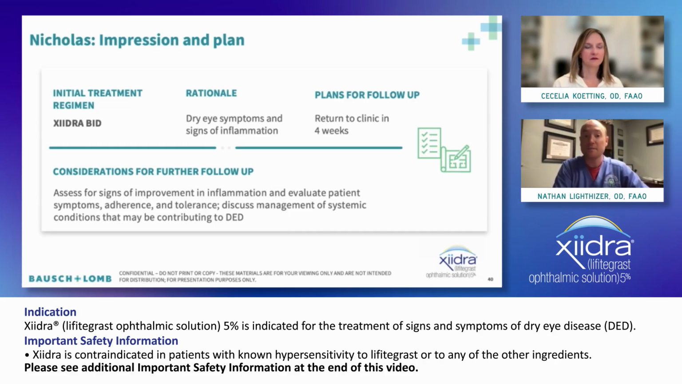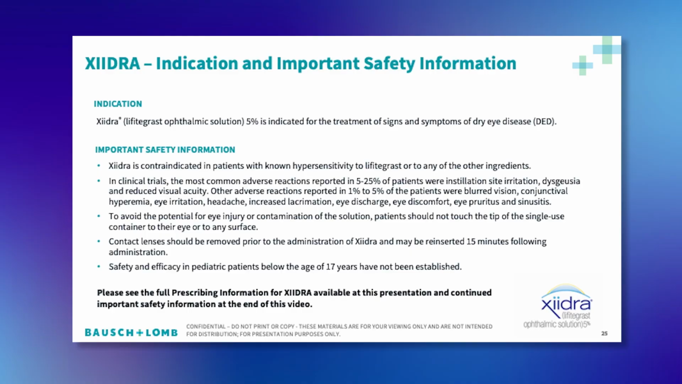Why? Because we've got dry eye symptoms and signs of inflammation. And again, you're going to see this patient back in 4 to 6 weeks. And again, remember those 4 different pillars. That's how I talk about it. Different ways to think about it, as Cecilia said. But are we addressing this? Are we addressing inflammation? Are we addressing evaporation, the meibomian glands, the biofilm, etc., etc.? If you've got inflammation there, we have to address it, and Xiidra is going to do that twice a day.